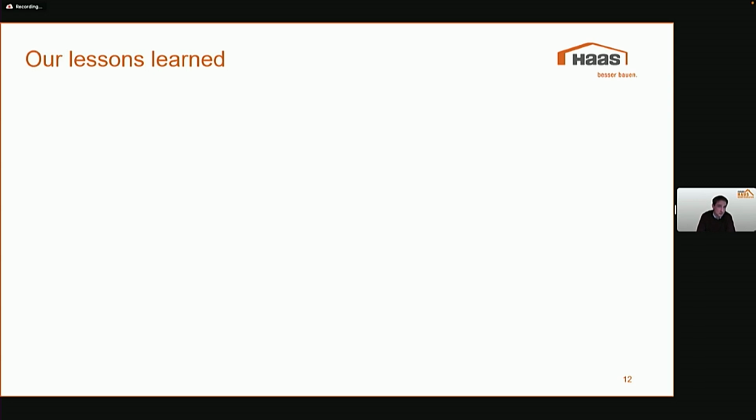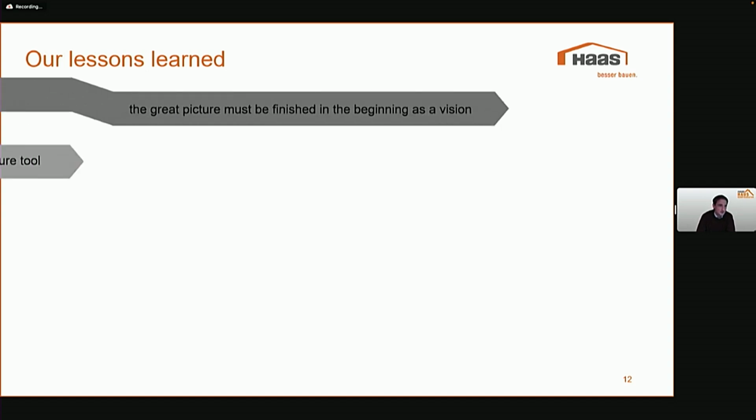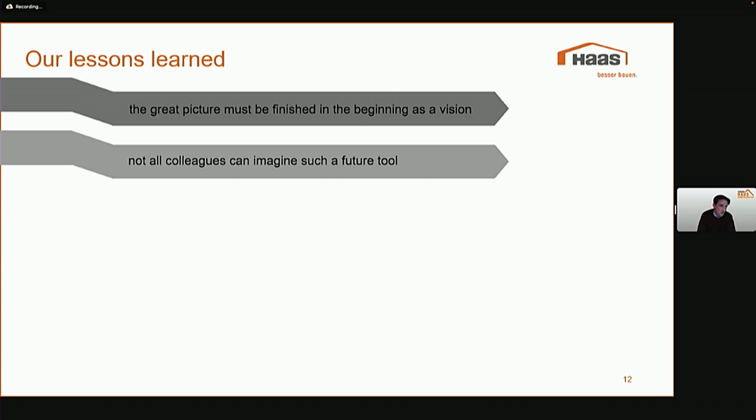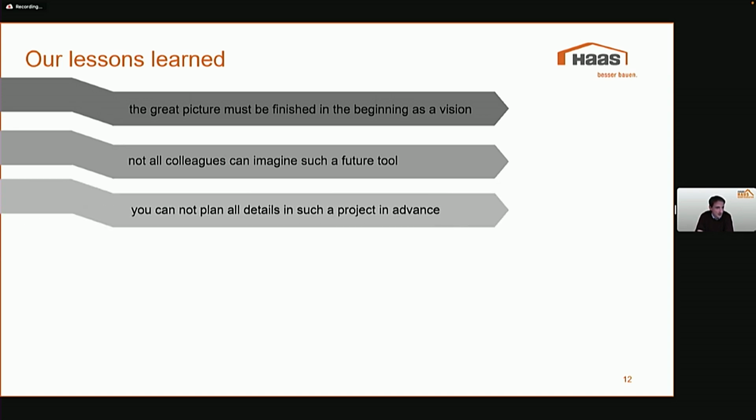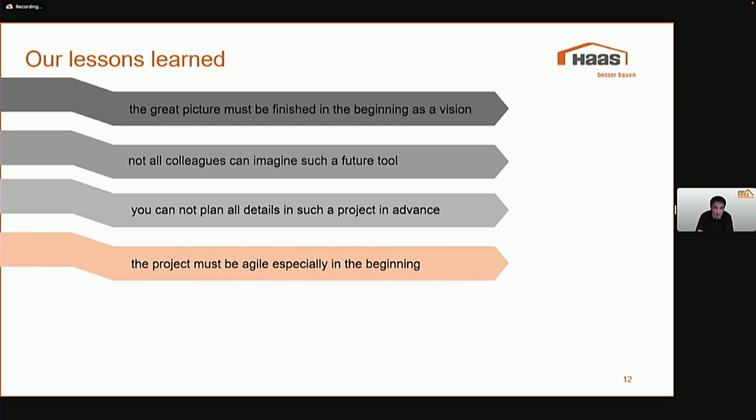Our lessons learned in this project. For sure, the big picture must be finished in the beginning as a vision, like I showed you before. Not all our colleagues could imagine in the beginning such a future tool. And you cannot plan all details in such a project in advance. It's also important to make the project agile, especially in the beginning, because you cannot see forward what all your needs are in this project, and for these tools and all the connections between the software programs.